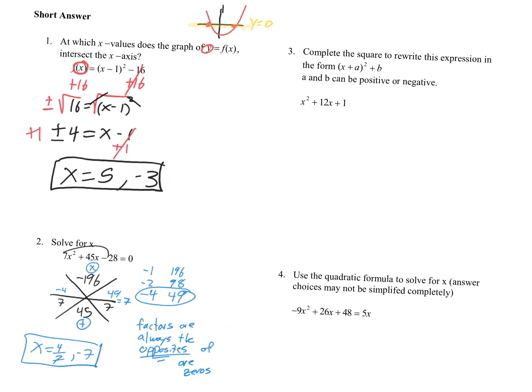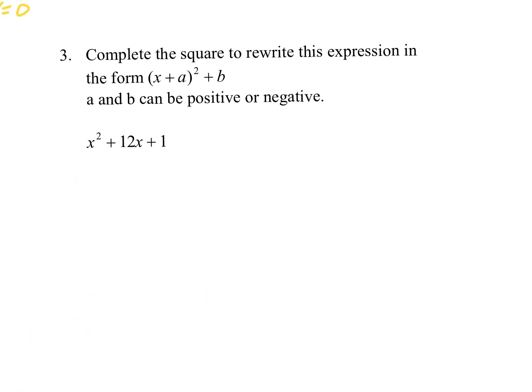get it right. All right, number 3, complete the square to rewrite this expression in the form x plus a squared plus b. A and b can be positive or negative. All right, so I'm just going to go through the steps. You should have your notebook. You should look at the steps. If you don't have them memorized by now, write them on a 3x5 card. But the very first step is to simply take your c value, which in this case is 1, and move it off to the side so it's out of the way.